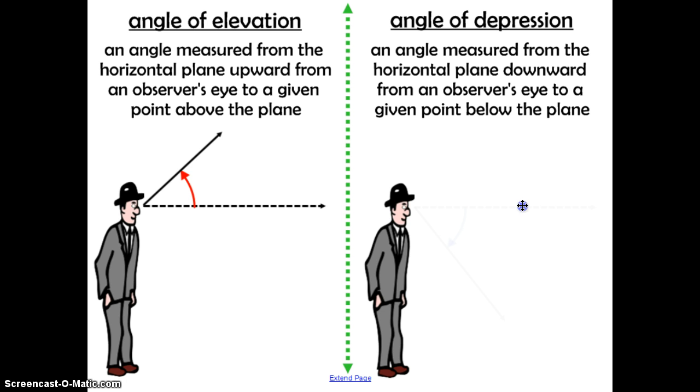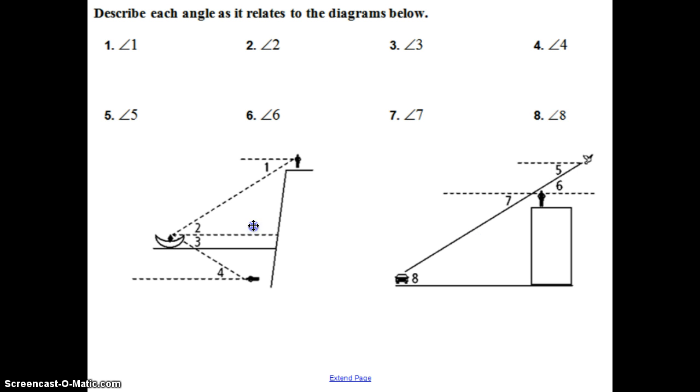So again, we start out with the observer's horizontal viewpoint, and then he's going to depress, which means his eyes are going to go downward to look at something on the ground or something below him. The angle that we've created is one like this. So it's important to know the difference between elevation and depression so that we can work on these problems. Here, let's just work on trying to identify what is an angle of depression and what's an angle of elevation.